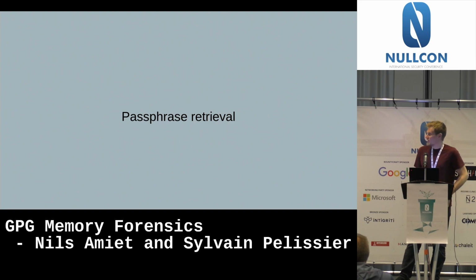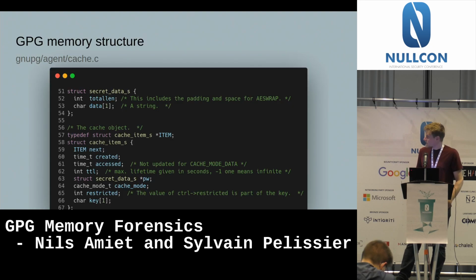After that, we were interested to know, okay, can we do a bit better? Can we search for the cache item and decrypt the full passphrase? So we dug into the source code of GPG, and we figured out that cache items are stored in a chained list. So we have a timestamp for the creation time, a timestamp for the last access time, the time to live, so the number of seconds after which you need to delete this cache item, and finally a pointer to the encrypted data, so the cache item itself.